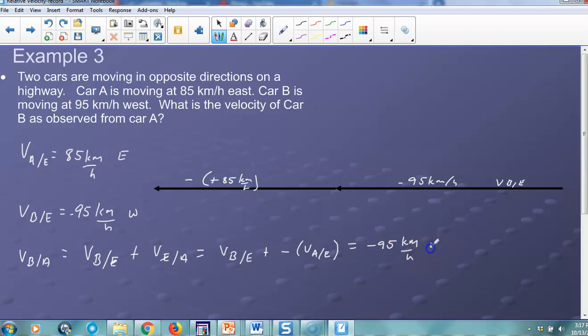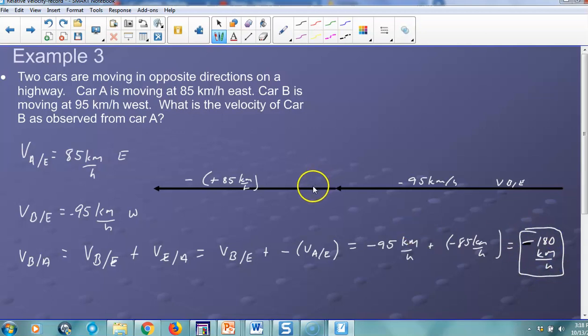So that's going to be plus a negative 85 kilometers per hour. So that's going to end up with a negative 180 kilometers per hour.